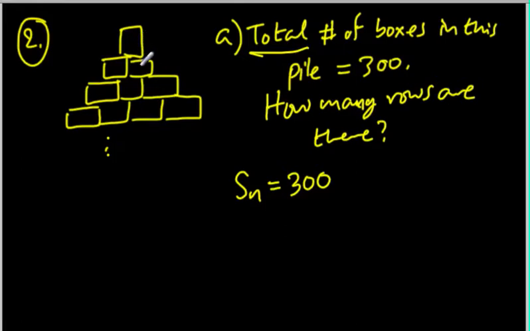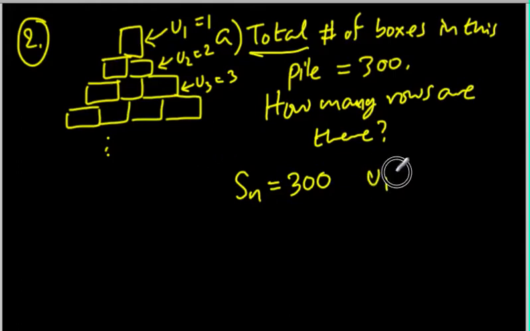So if Sn is equal to 300, let's look at some other variables. We know right away that the first one, u1, is right here. It's equal to 1 because we have one box on top. u2 is equal to 2, u3 is equal to 3, and so on and so forth. Now, what is the common difference? That's also an important thing. If u1 is 1 and u2 is 2, it's constantly increasing by 1. So d should be 1.